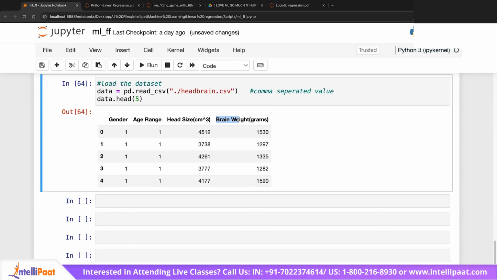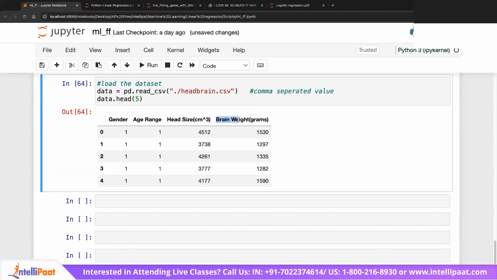Basically, if the size of the head is larger, does it mean that there exists a relationship with the weight of the brain? Meaning, larger the head, larger the brain, smaller the head, smaller the brain. To us, it looks like common sense, but I don't know. There must exist a relationship, and we will calculate that using linear regression.